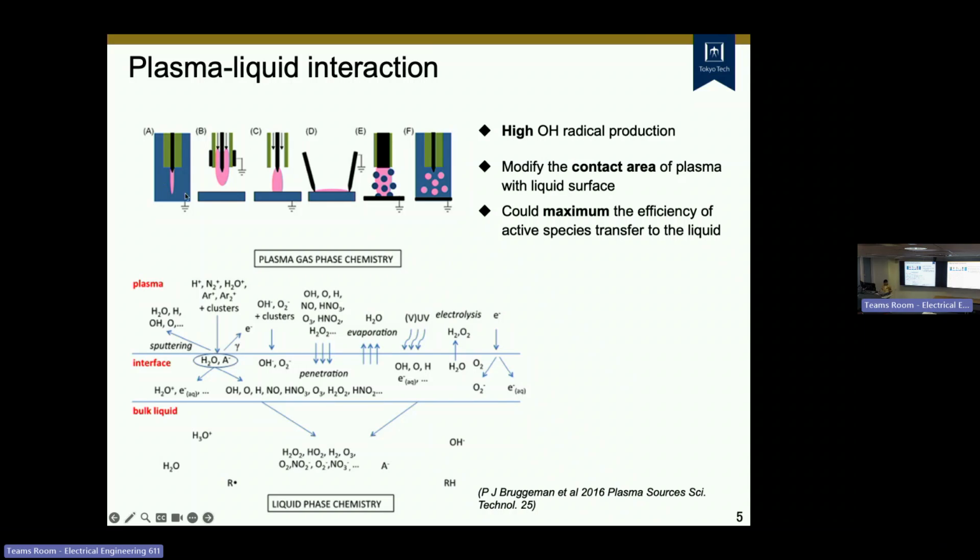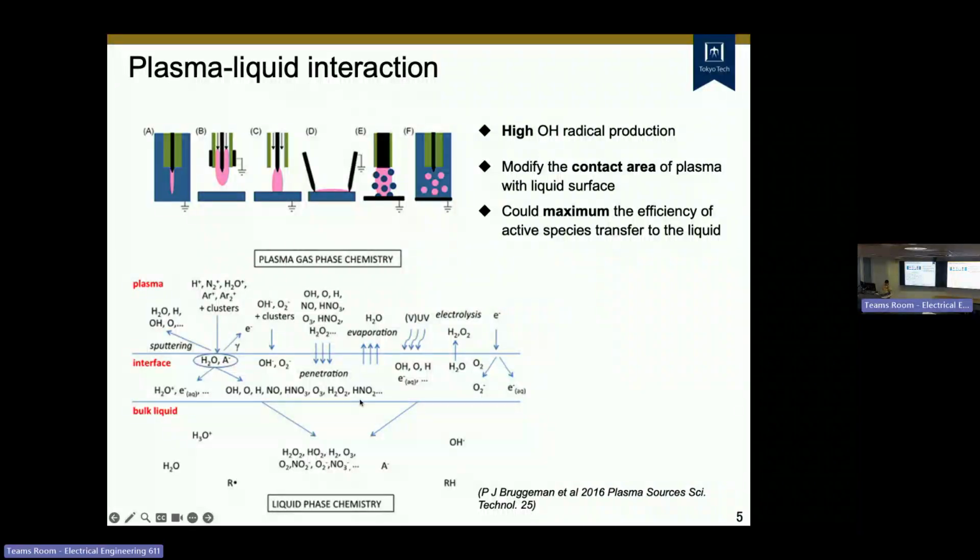When the plasma directly discharges in liquid, we need a very high breakdown voltage. In this type, the plasma technique can generate the highest OH radical production. And for the third, as you can see, we can modify the contact area of the plasma liquid surface, so we can change the active species production selectivity. And the last is a multi-phase plasma discharge. It could maximize the efficiency of the active species transfer to the liquid because it can maximize the contact area between the plasma and the liquid.